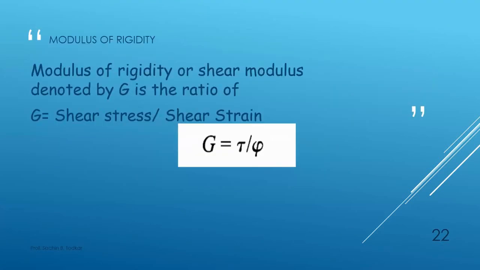Now, modulus of rigidity. It is also called shear modulus. Similar to Young's modulus, shear modulus is the ratio of shear stress to shear strain.